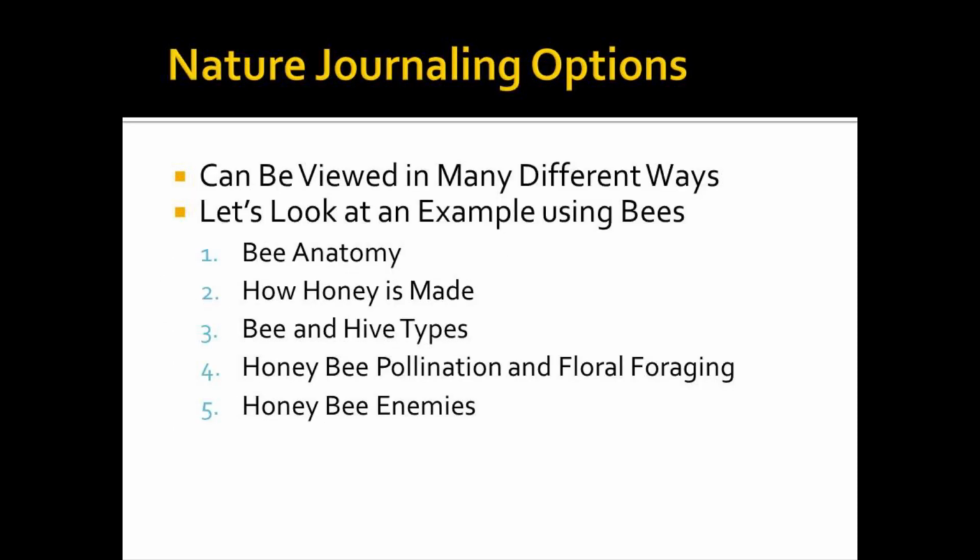Nature journaling options. It can be viewed in many different ways. For example, we use bees. From just the subject of bees, we came up with bee anatomy, how honey is made, bee and hive types, honeybee pollination and floral foraging, and honeybee enemies.